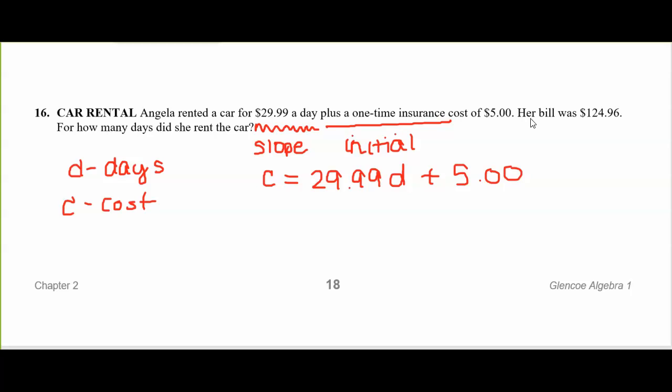So a big part of solving equations is also being able to write equations. So in this case, you had to write your equation to be able to solve it. It says her bill was $124.96. How many days did she rent the car? So you need to determine what variable you're trying to find and what variable you're plugging into. So is that $124.96 going to go in for variable C or variable D based on what we know?